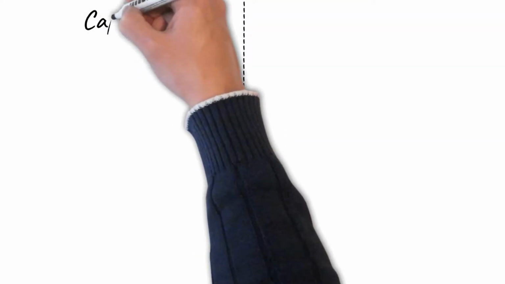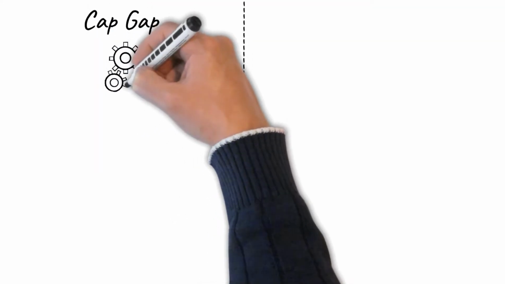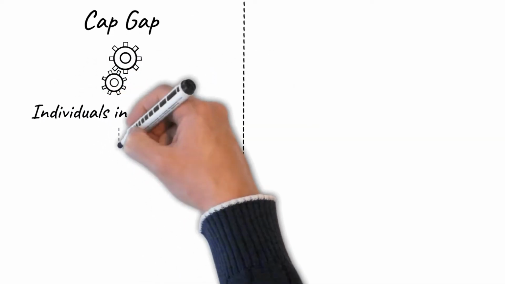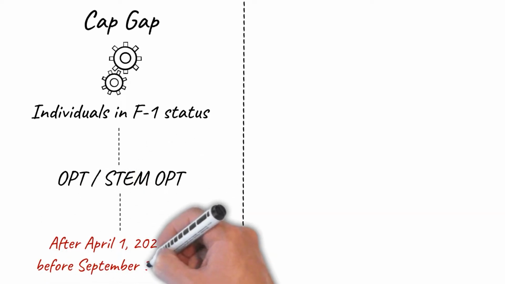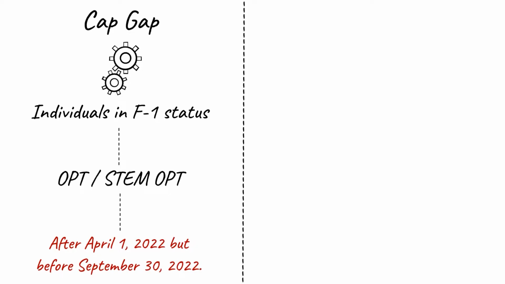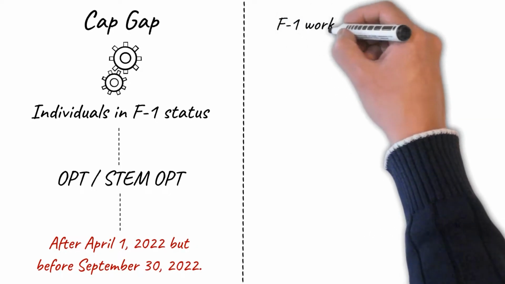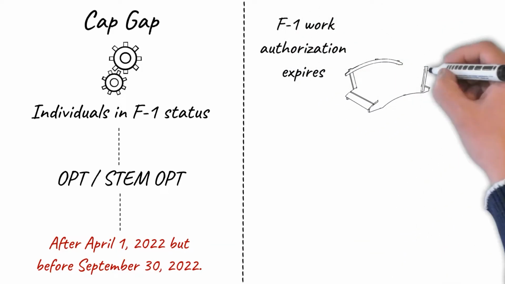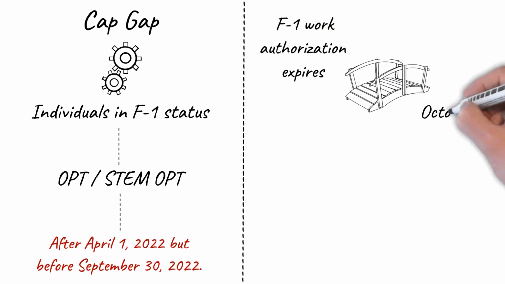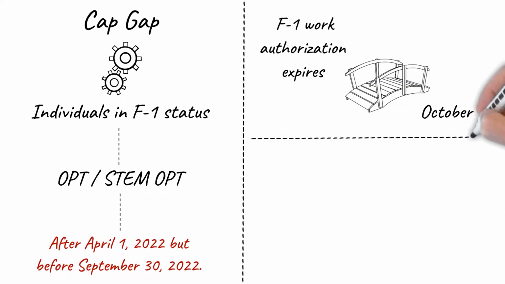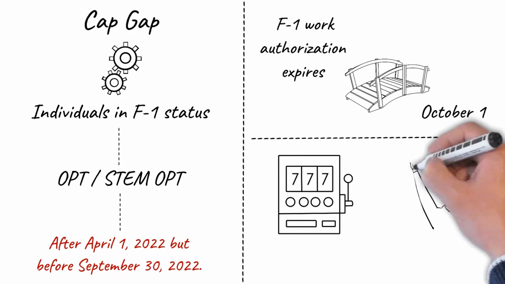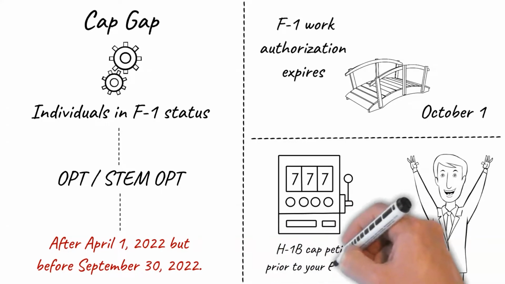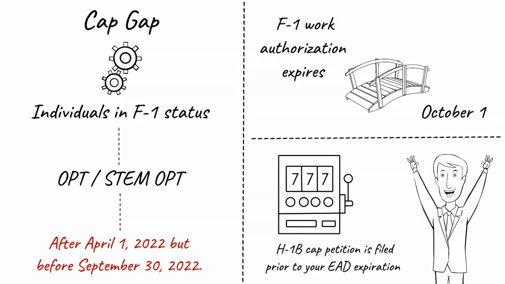Now, we'll return to our conversation on CAP/GAP. CAP/GAP is designed for individuals in F1 status whose work authorization, whether OPT, optional practical training, or STEM OPT, expires after April 1st, 2022, but before September 30th, 2022. Under CAP/GAP, you can automatically bridge the gap between when your F1 work authorization expires and October 1st if you are selected in the lottery, the H-1B CAP petition filed for you requests a change of status from F1 to H-1B effective October 1st, and this H-1B CAP petition is filed prior to your Employment Authorization Document, or EAD, expiration date.